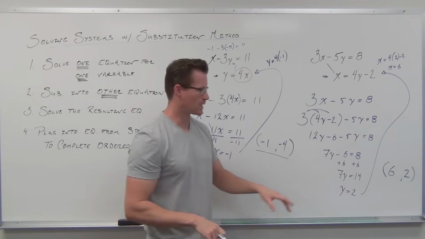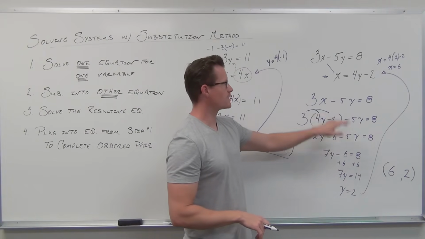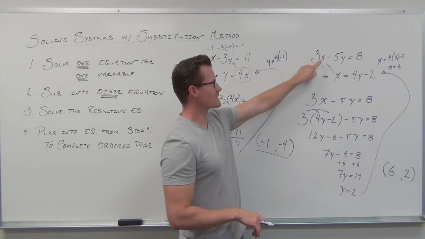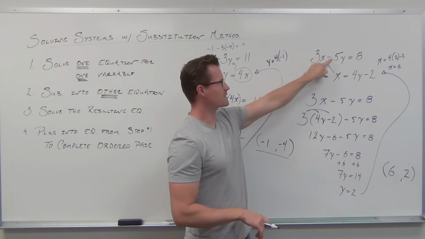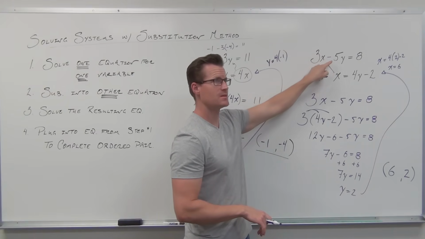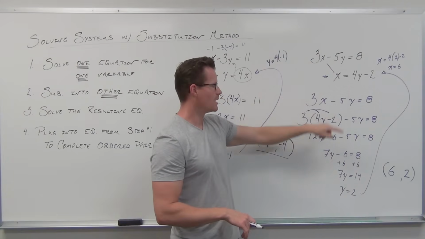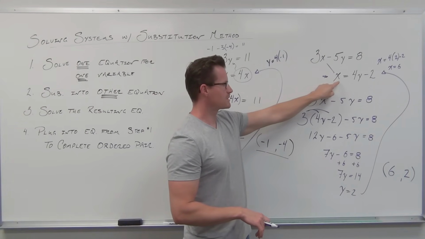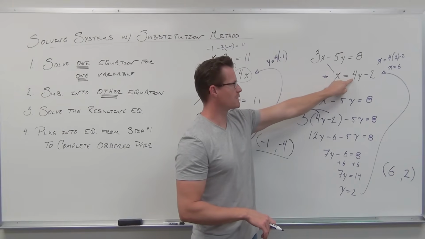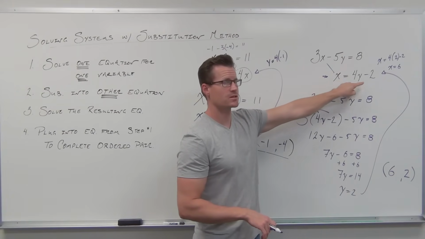Do not go any further before you check it. So x is 6, y is 2. Let's plug it in. If x is 6, that's 18 minus 5 times 2, that's 10. 18 minus 10 is 8. Oh, it works. It's awesome. Let's check another one. X is 6, y is 2, so let's plug it in here. 4 times 2, that's 8, minus 2 is 6.